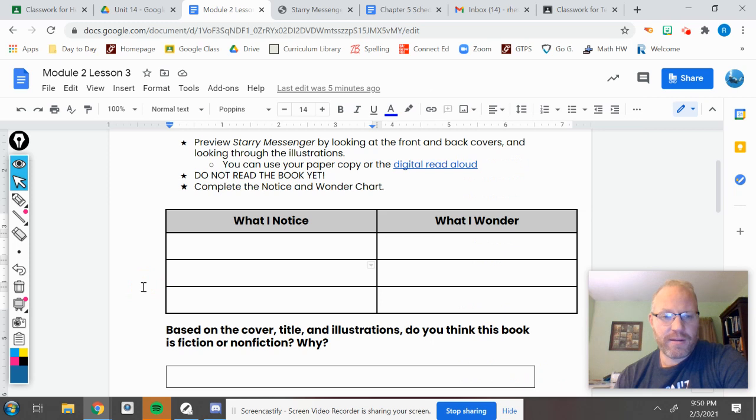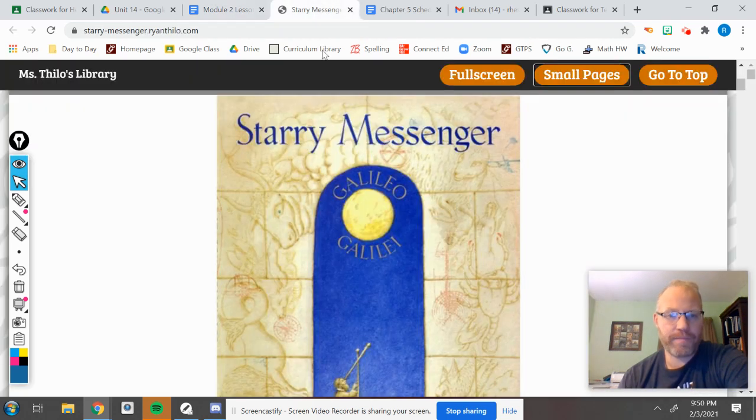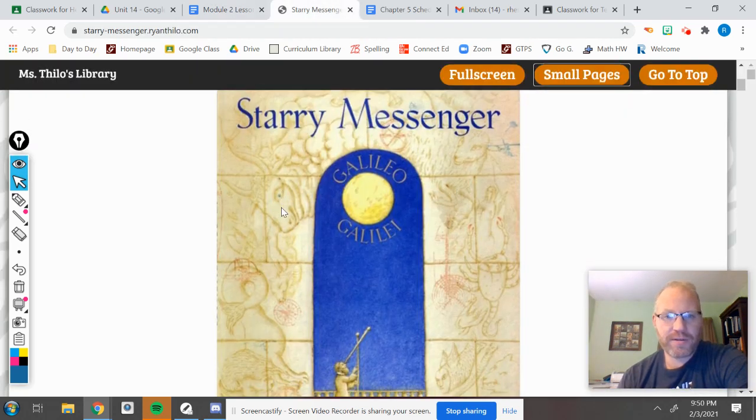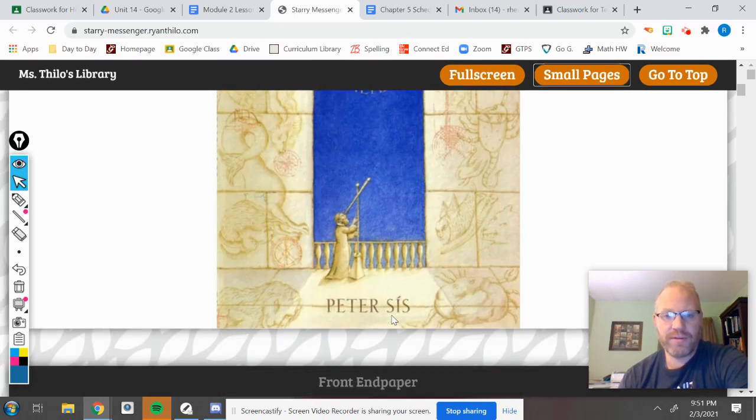While you're doing that, based on the cover, title, and illustrations, pictures, do you think this book is fiction or nonfiction? So do you think that it's not real, like fake, or do you think that it's real? Do you think that it's informational? So let's take a look. Starry Messenger, Galileo Galilei, and he's got a telescope and he's looking out at the moon.